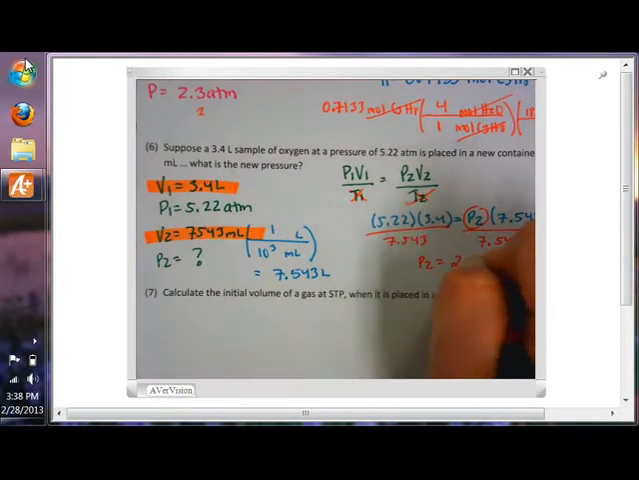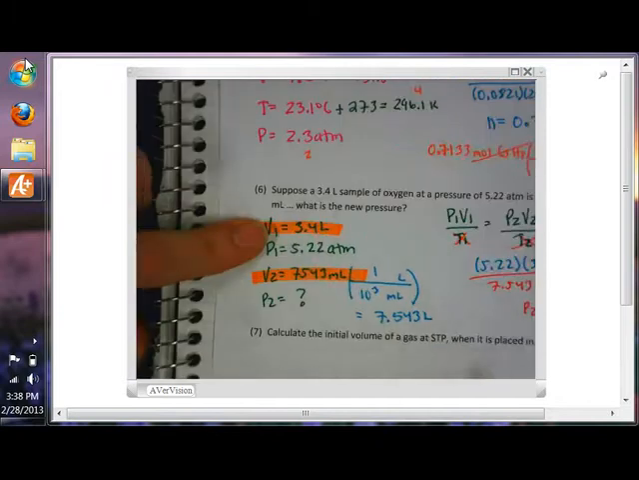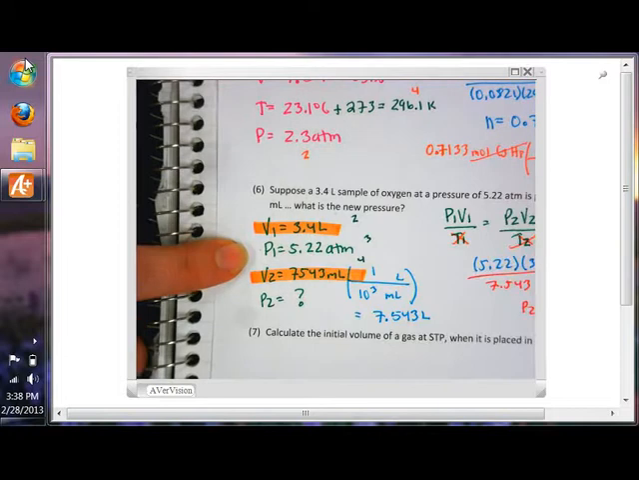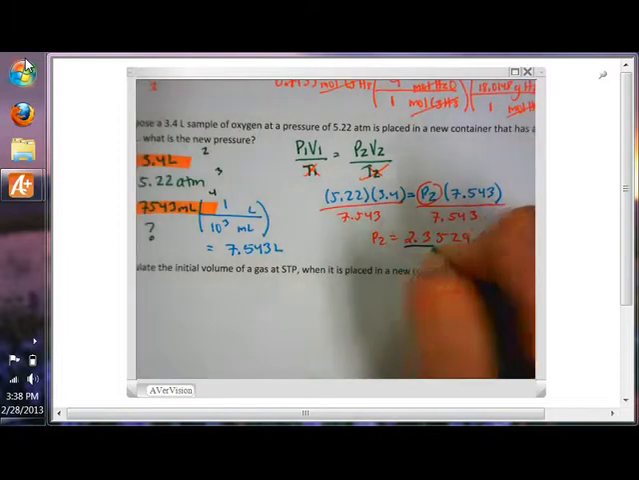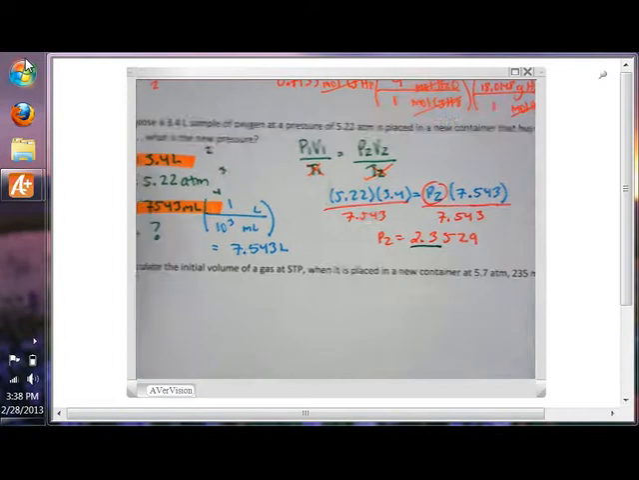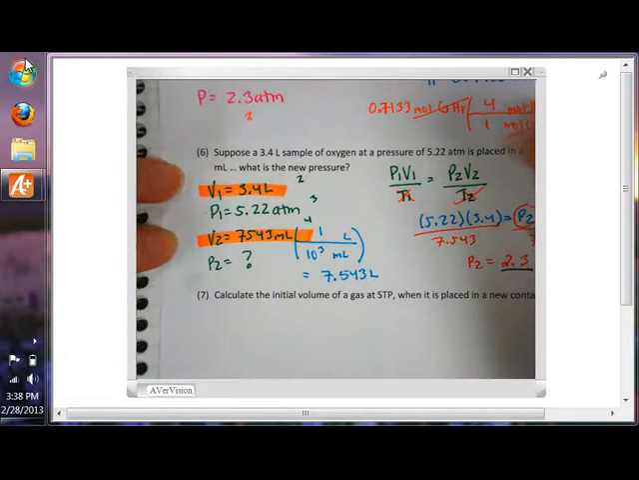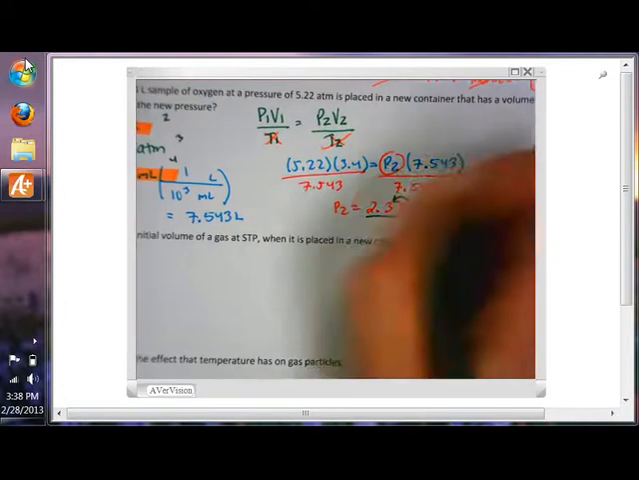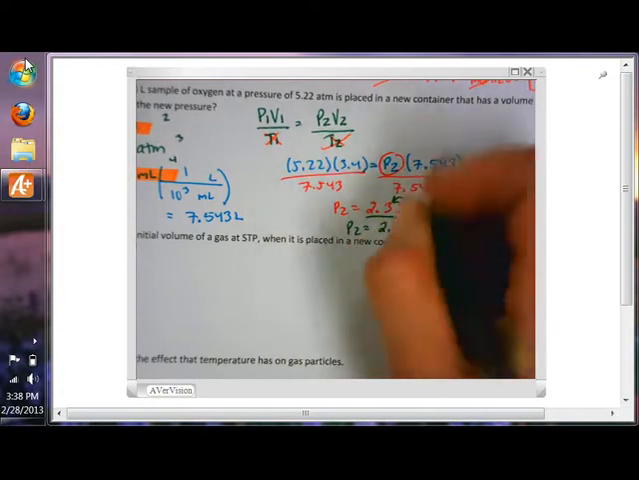So I look back at my problem. 2 sig figs, 3 sig figs, 4 sig figs. So the answer should have 4 sig figs. I am just kidding. The lower number, the answer should have 2 sig figs. So the 5 bumps the 3 up. So P2 equals 2.4. Now I plugged in ATM for pressure, so I'm going to spit out ATM for pressure.